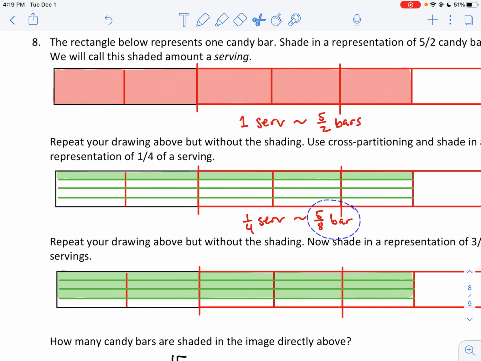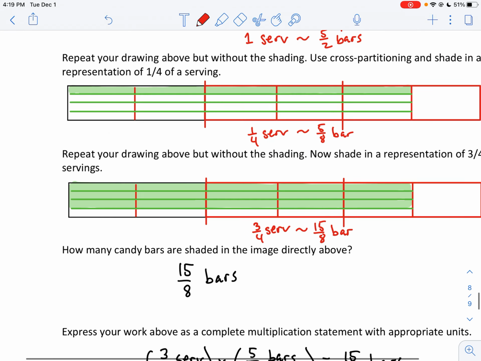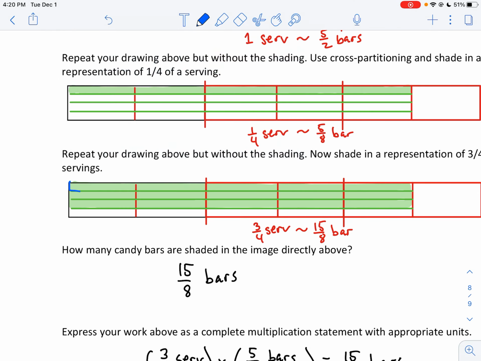Right? And to go from 1 serving to a quarter serving, you divide by 4, or multiply by a fourth, scale by a fourth. So multiply 5/2 by a fourth, it gives you that 5/8. And now we want to do 3 of those. So we want to now scale up to 3/4 of a serving. We'll scale this up by 3 times the amount, and that takes us to 15/8. I've shaded in 3 rows now.